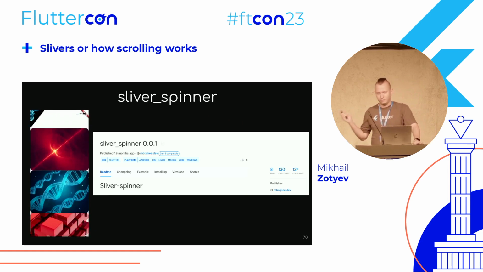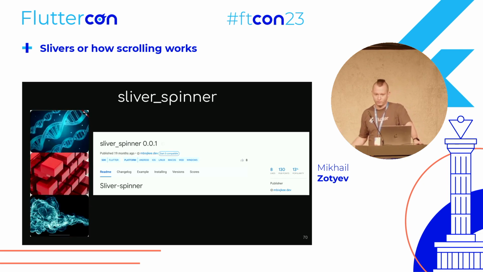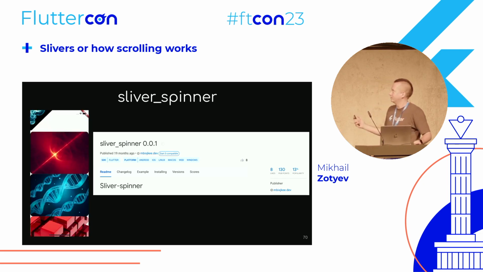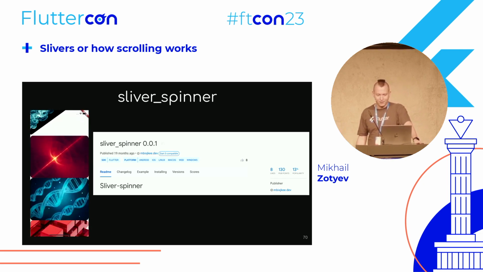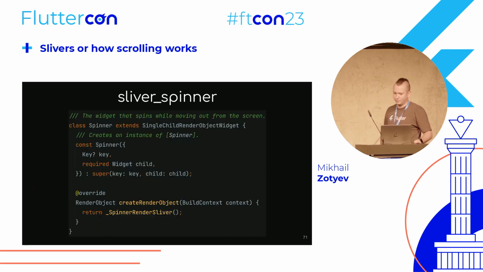So I already did this, and in the package you can use it if you want. It's open source, available on pub.dev. But we will go through the implementation and check how it can be done. First of all, we have the widget, and this widget contains something inside, so we need a child. Based on this, we will extend the SingleChildRenderObjectWidget.